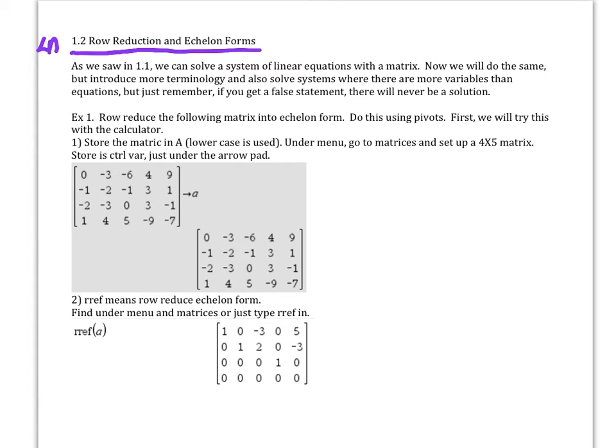So if I start here, we can solve a system of linear equations with a matrix. We'll do the same now, but we'll also introduce more terminology and also solve systems where there are more variables than equations. But just remember, if you get a false statement, there will never be a solution for that. Also, the steps that I'm going through here, you can freelance them a little bit.